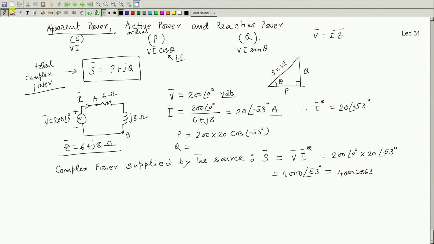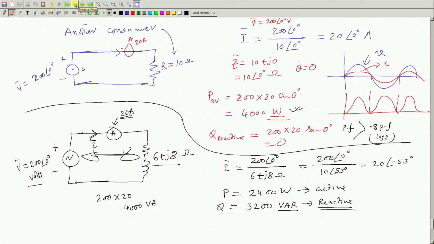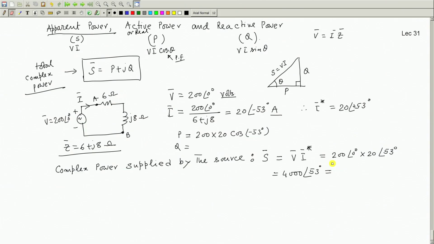How much does it become in these calculations? We calculated it. Using complex algebra, you can write it as 2400 plus j 3200. This is the thing of which the real part will give you P. This is P, this is Q.